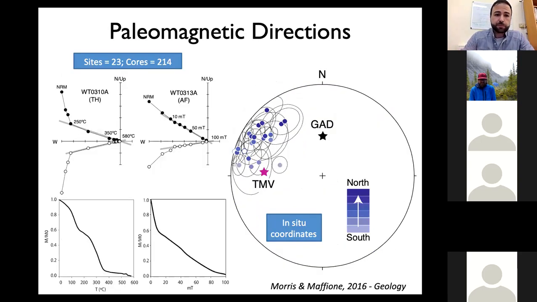We then performed a classic paleomagnetic analysis. We demagnetized our rocks with AF demagnetization, and this is the in situ remanence that we calculated from those dikes. And you can see that all of them are different from the TMV, which is the Troodos magnetization vector, so the expected direction. So all those dikes have been rotated from their initial position.